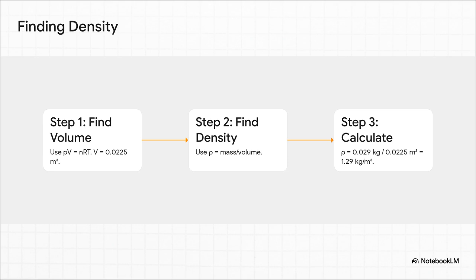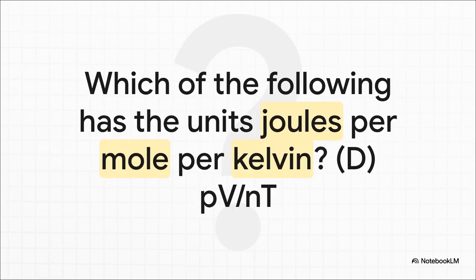For step 2, we just use the classic formula for density, rho equals mass divided by volume. We plug in the mass they gave us, divide by the volume we just found, and we get the density of air, about 1.29 kilograms per cubic meter. Okay, this is the kind of question you see on exams all the time.